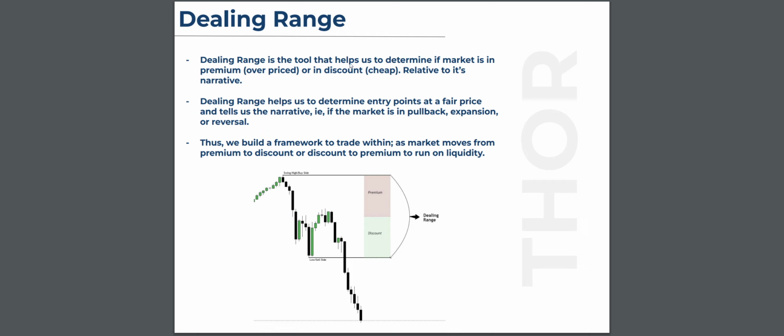The other thing, dealing ranges. You guys already know this as well, and using this properly. A dealing range is a tool, as you guys know, that helps us determine whether the market is in premium or in discount relative to its narrative, right? And we establish the dealing range from the liquidity, whether that's buy side or sell side, with that range. Within that range, we expect to pull back into premium if we have a short bias, or we expect to pull back into discount if we have a bullish bias.